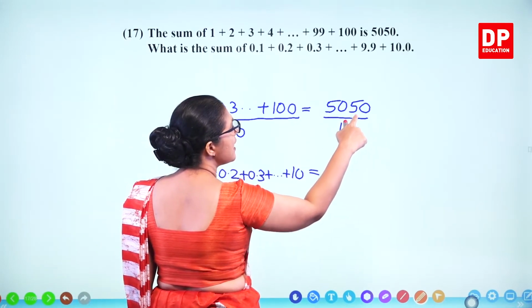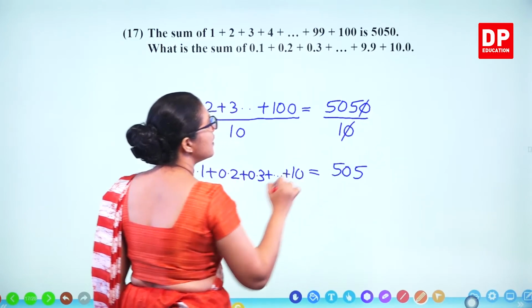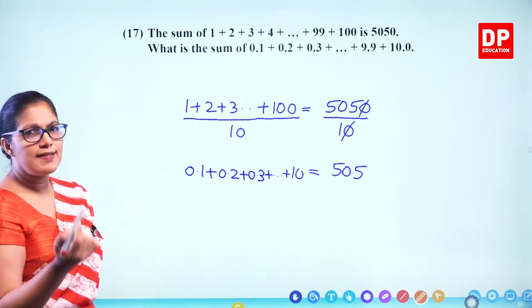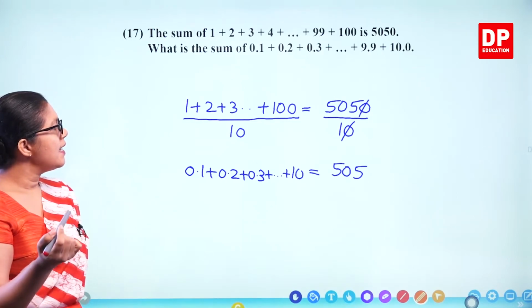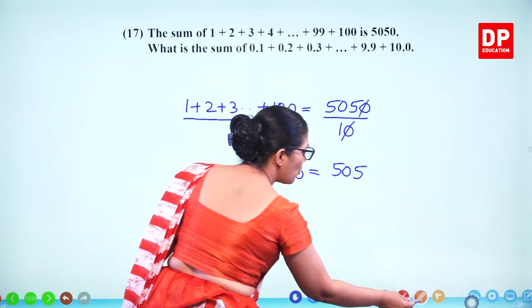This is divisible by 10. So 505. So that's the total. Easily you can find out the sum by dividing the answer by 10. So 2 marks.